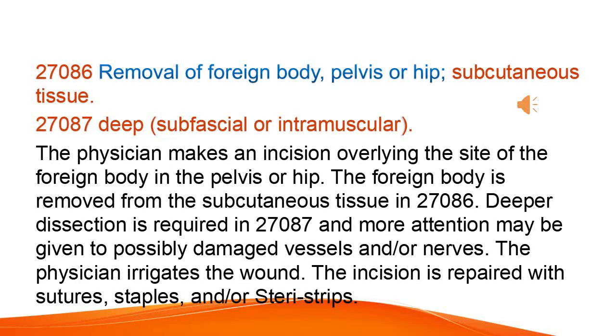Removal of foreign body, pelvis or hip, subcutaneous tissue. Deep, subfascial or intramuscular. The physician makes an incision overlying the site of the foreign body in the pelvis or hip. The foreign body is removed from the subcutaneous tissue. In 27086, deeper dissection is required. In 27087, more attention may be given to possibly damaged vessels and/or nerves. The physician irrigates the wound. The incision is repaired with sutures, staples, and/or Steri-Strips.